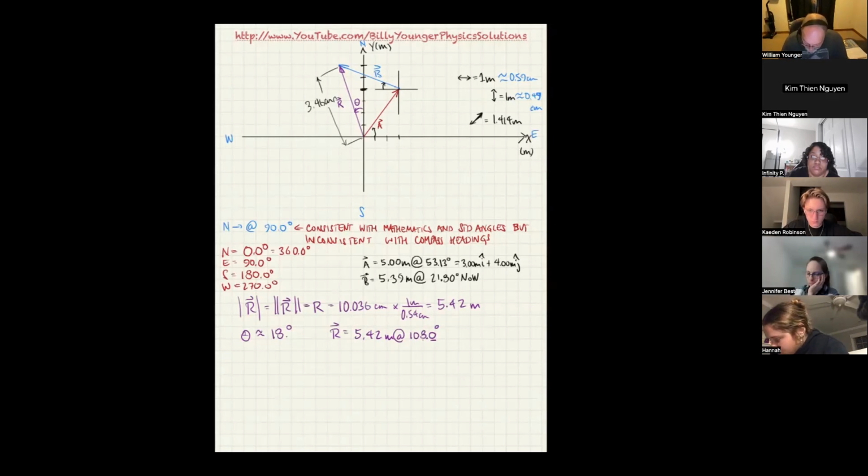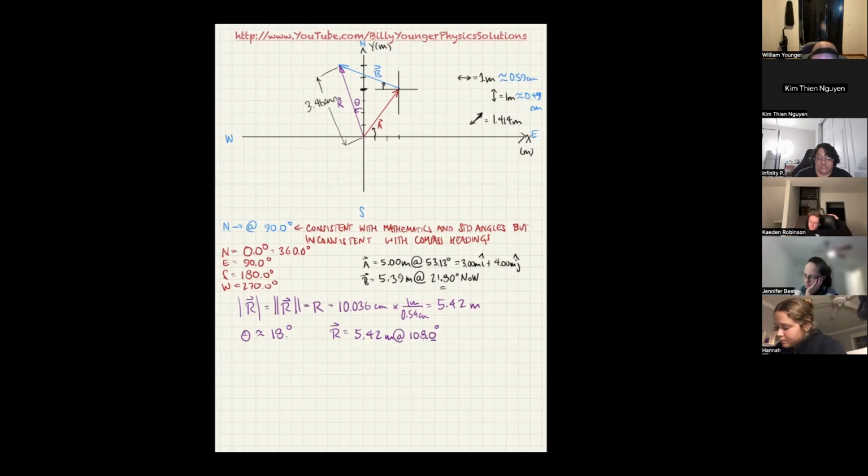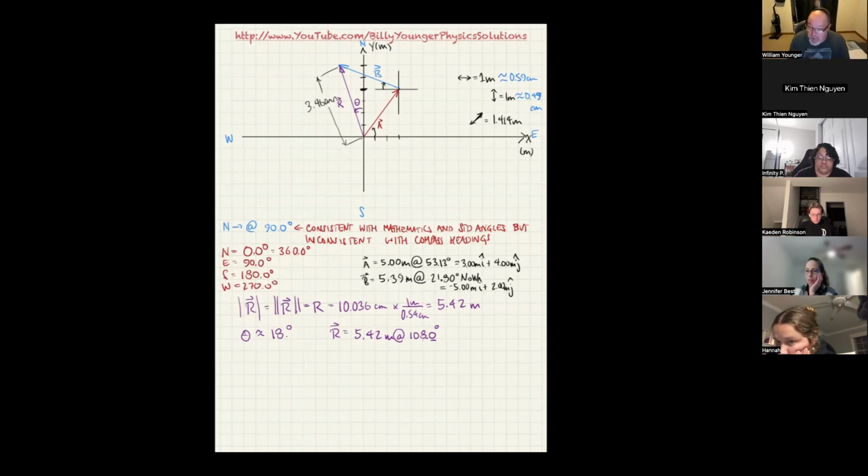Now, because we were lucky enough to have actually written this out in terms of I hats and J hats, or at least we could have, remember what B was. Another example for B, for instance, is that B went up 2 units and it went to the left 1, 2, 3, 4, 5 units. So what I'm going to say is negative 5.00 meters I hat plus 2.00 meters in the J hat direction.